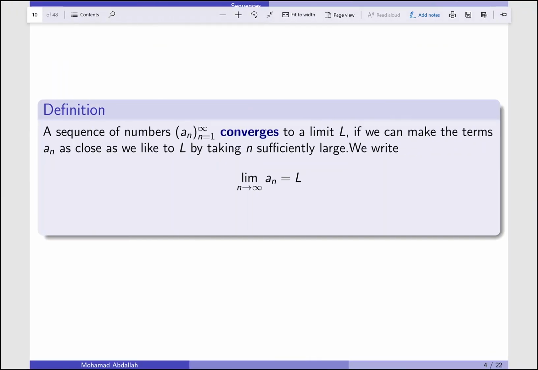We use the notation a sub n from n equals 1 to infinity, or sometimes we just use {a sub n}, or sometimes we just use a sub n. All these mean the same thing: that I'm considering an infinite sequence of terms a1, a2, all the way indefinitely. I say that the sequence converges to a limit L if we can make the terms an as close as we like to L by taking n sufficiently large. Now, this is not the formal definition.